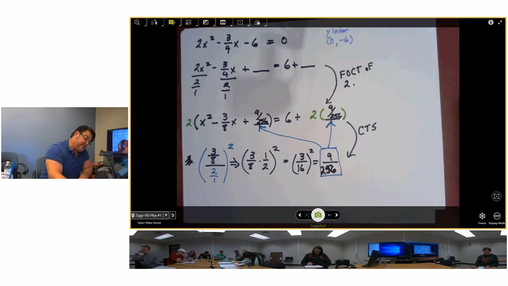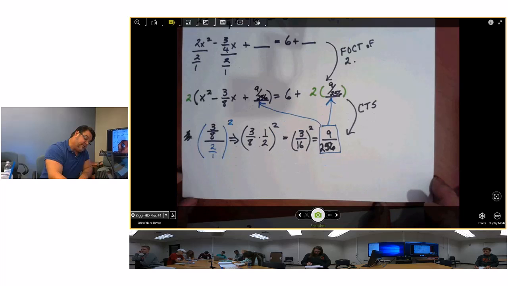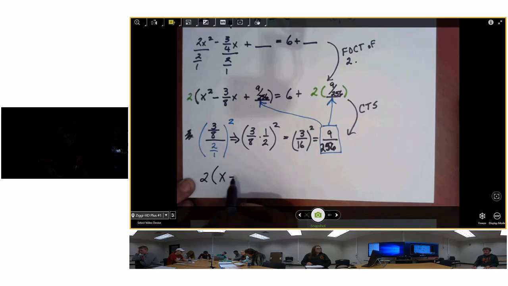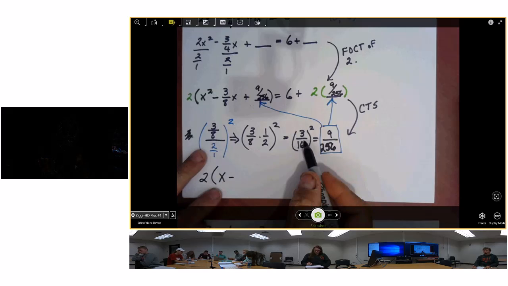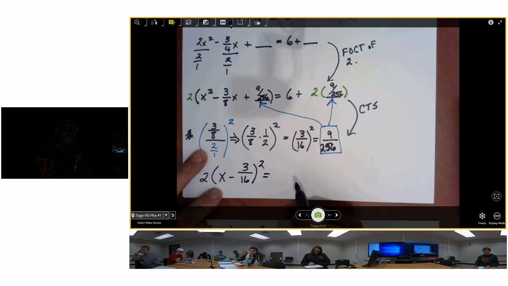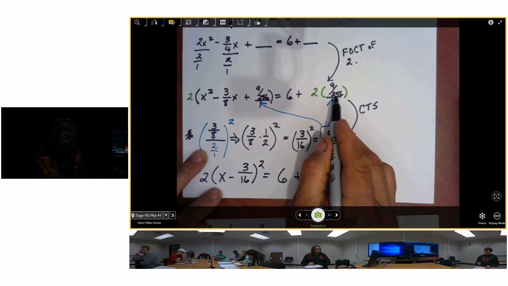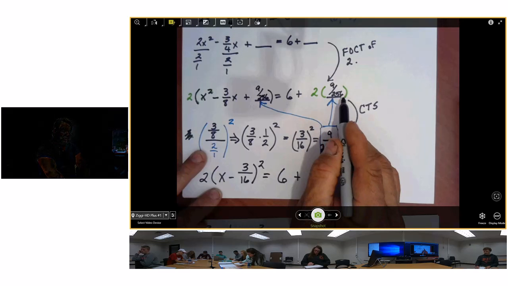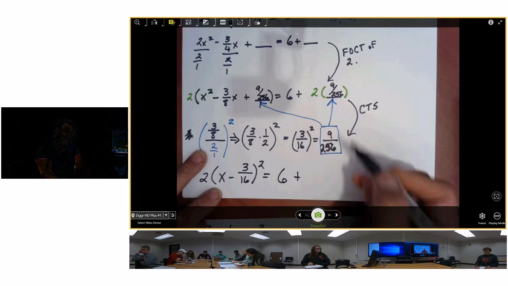Okay, and that gives us the following. 2 times x minus 3 over 16, quantity squared, is equal to 6 plus that 2 and that 256 will cancel. That's 1 what? 128? Somebody check me. It'd be 9 over 128.